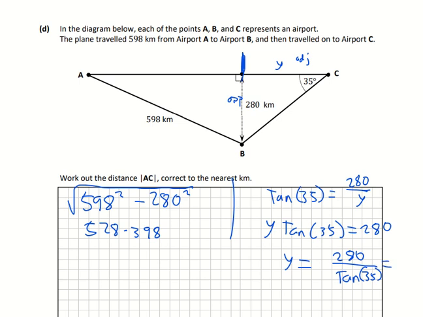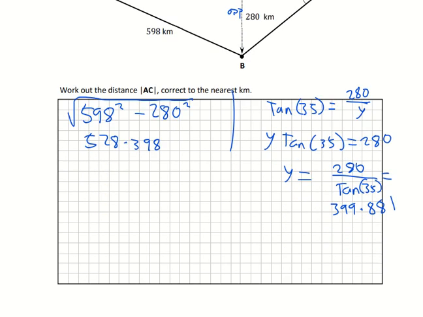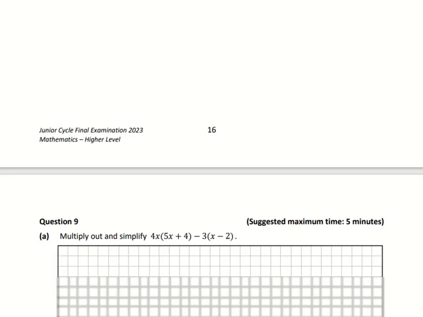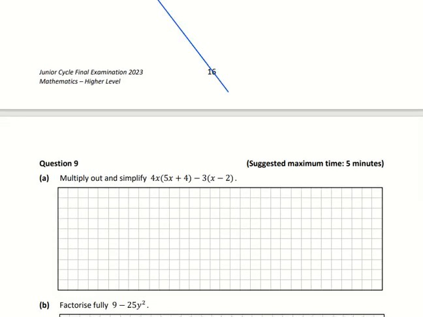Therefore, if you put that in the calculator, you get 399.881, and then it's just adding together those two answers that we've already got, and your final answer is 928. You just add those two together. So that's it then, that's all for question 8.